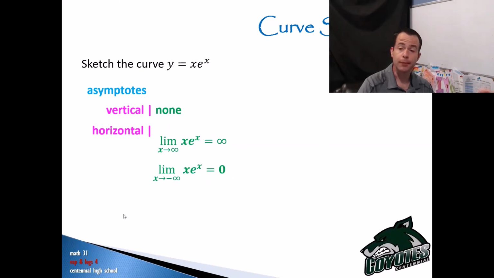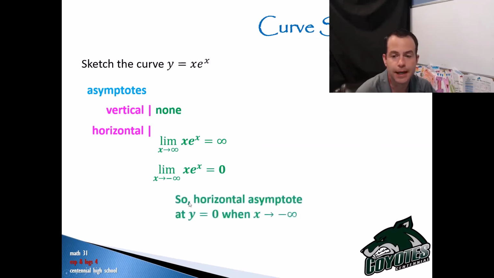So remember, I don't have to have it approaching the same thing on both sides. We've talked about that when we talked about asymptotes. So I do have a horizontal asymptote, and it would be at y equals 0. Okay.